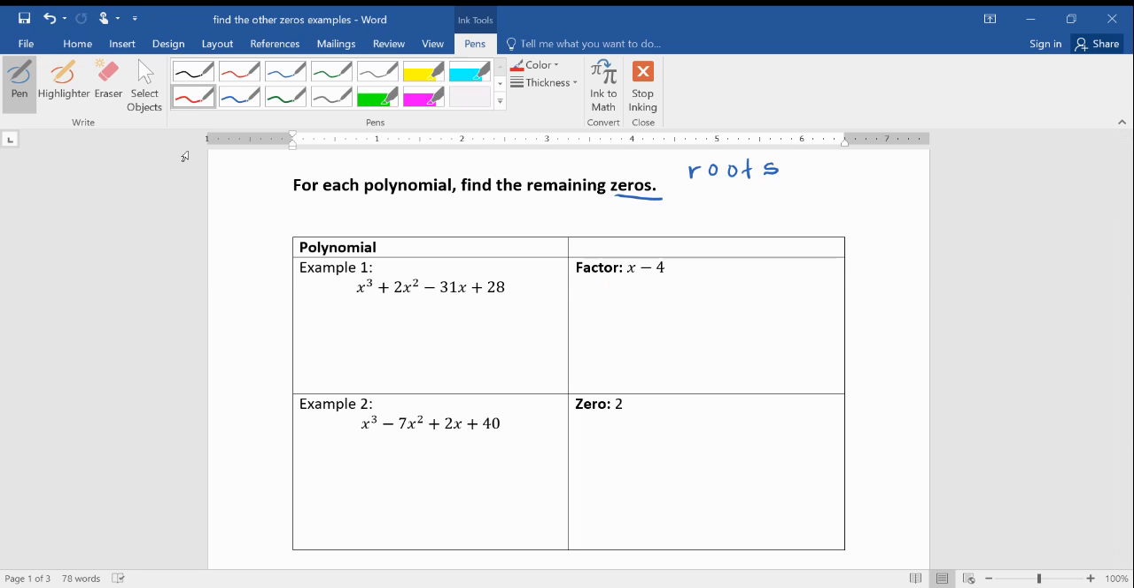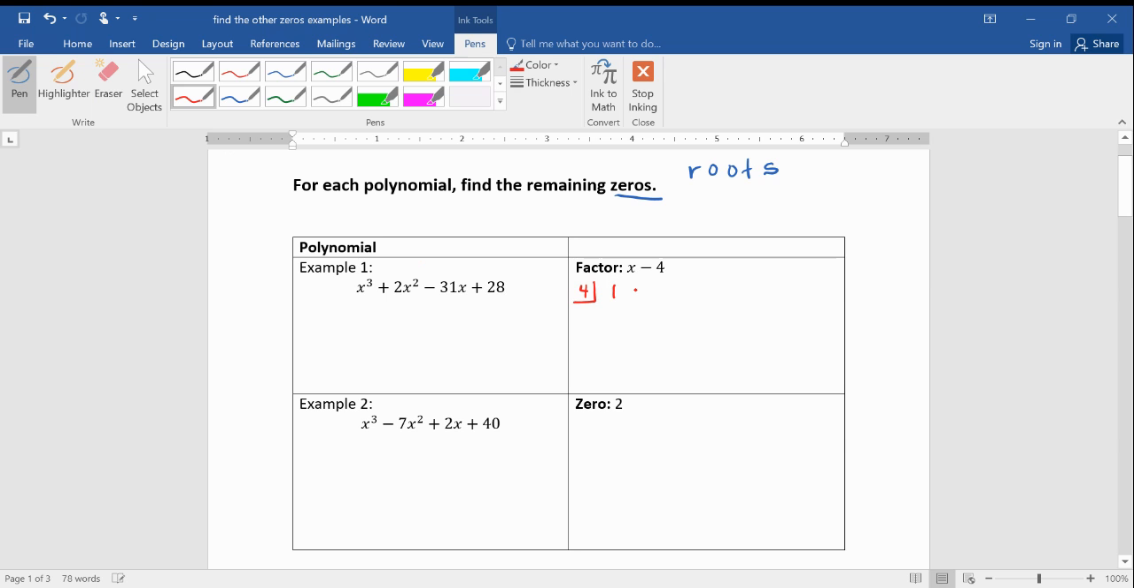We've got a polynomial here, and we're going to see what we can do knowing that x minus 4 is a factor. We actually want to identify all the other zeros. So we're going to take this factor and do a little synthetic division with it. If we're doing synthetic division, we need to use 4, because when you're given a factor, you need to change the sign, right?